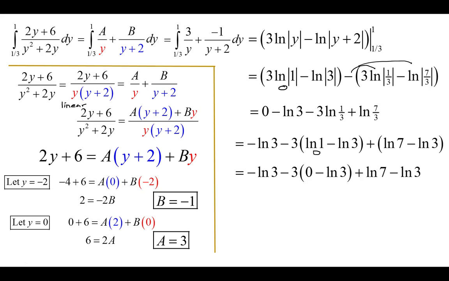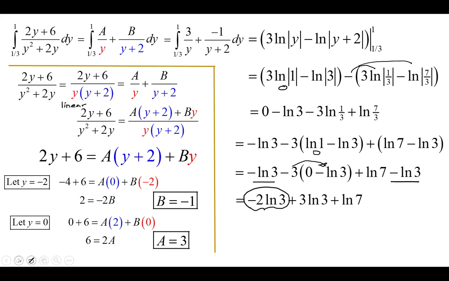And then we can distribute this -3 across. Be careful, it's a -3, so that's going to be a +3 log 3. What happened with these other ones? Well, I have a negative log 3, and here's another negative log 3. So those guys have been combined into this -2 log 3. Then I have my +3 log 3, and then my log 7.